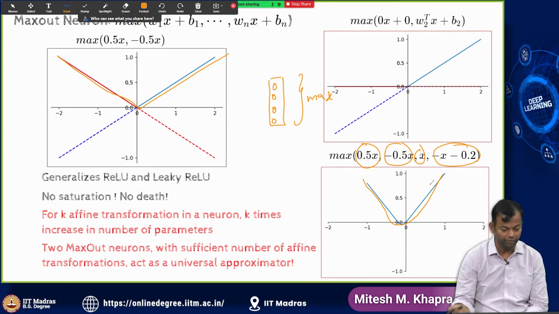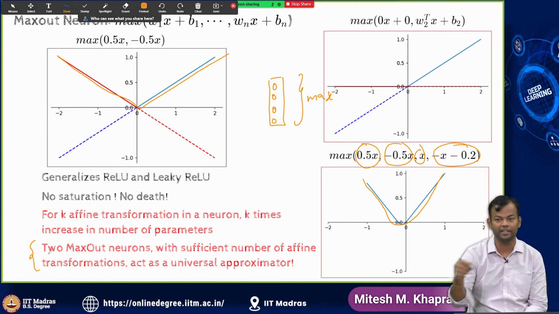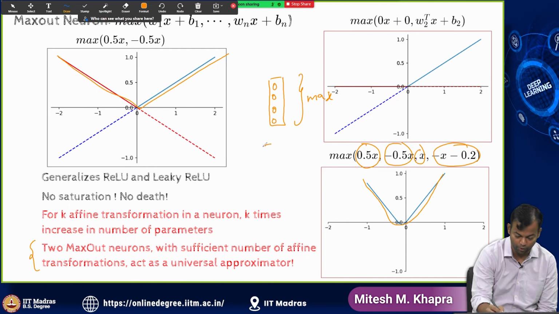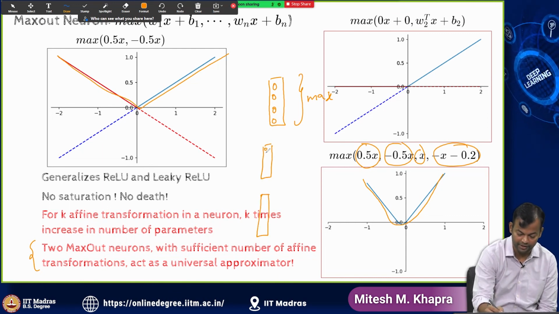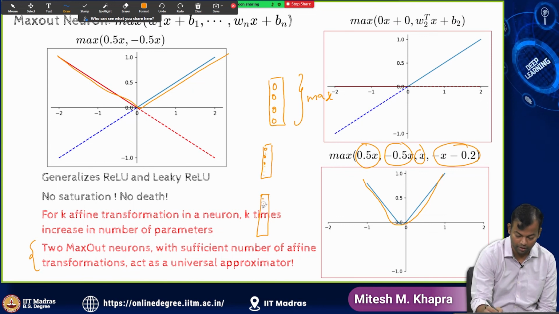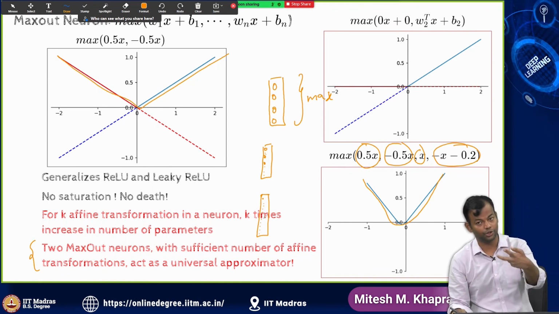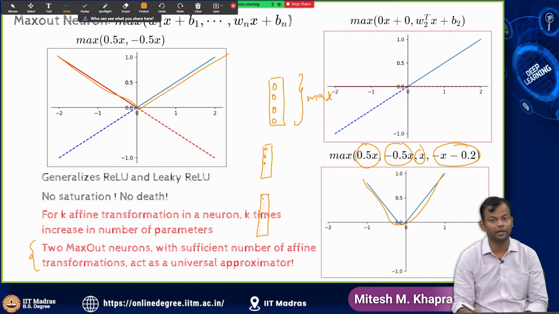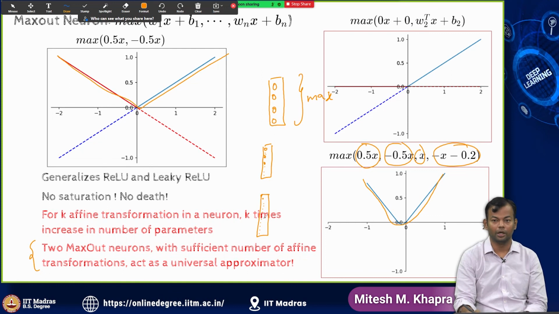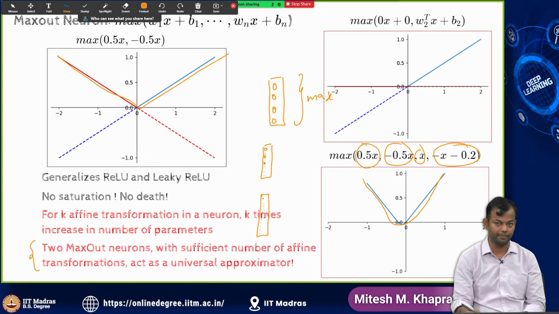But there is a proof which also shows that 2 maxout neurons with a sufficient number of affine transformations, so you just have 2 of these, but you have a large number of affine transformations inside them, can act as a universal approximator. So you just need 2 maxout neurons to approximate any function. That's a testimony for the non-linearity or the representation power that maxout neurons bring in.